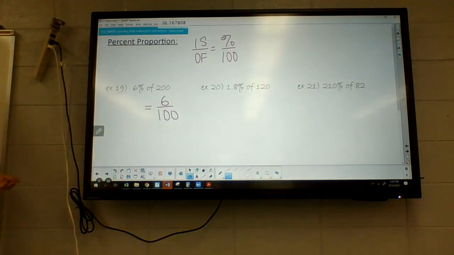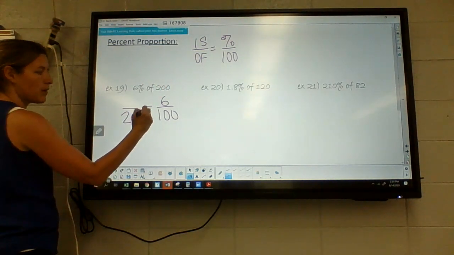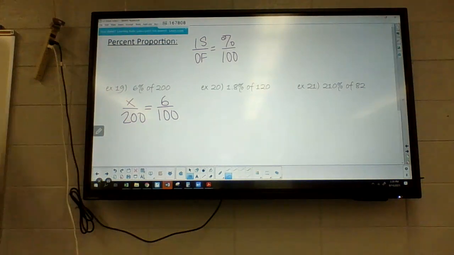And if I'm taking 6% of 200, the of is on the bottom, so 200 is going to go on the bottom. So I'm looking for what is that. That's why it took us back to our warm-up question where we solved that proportion.